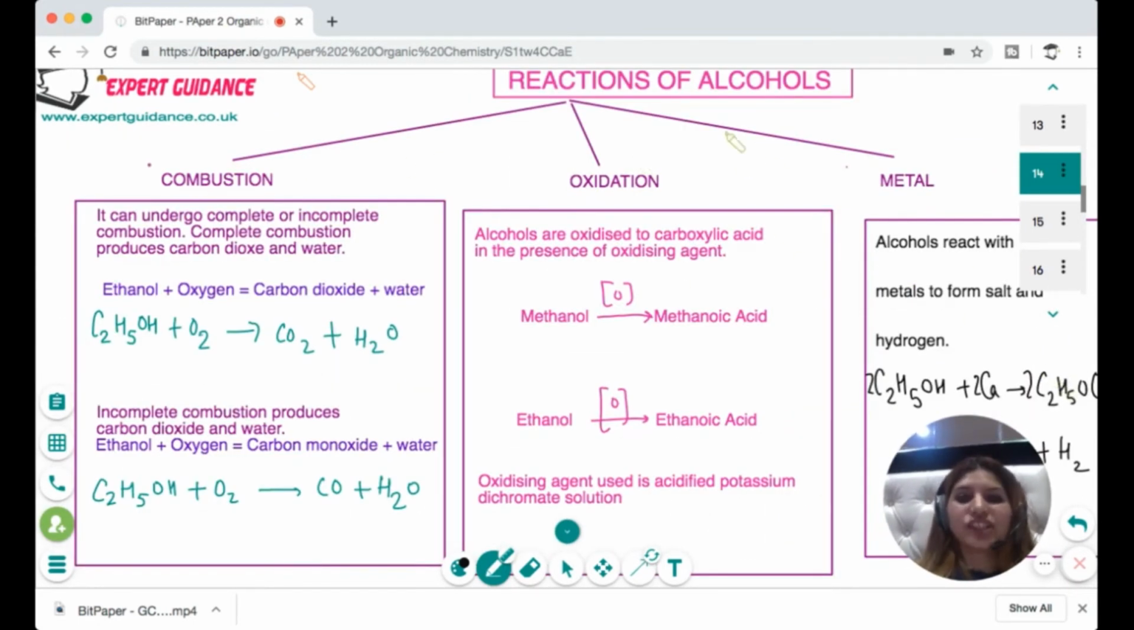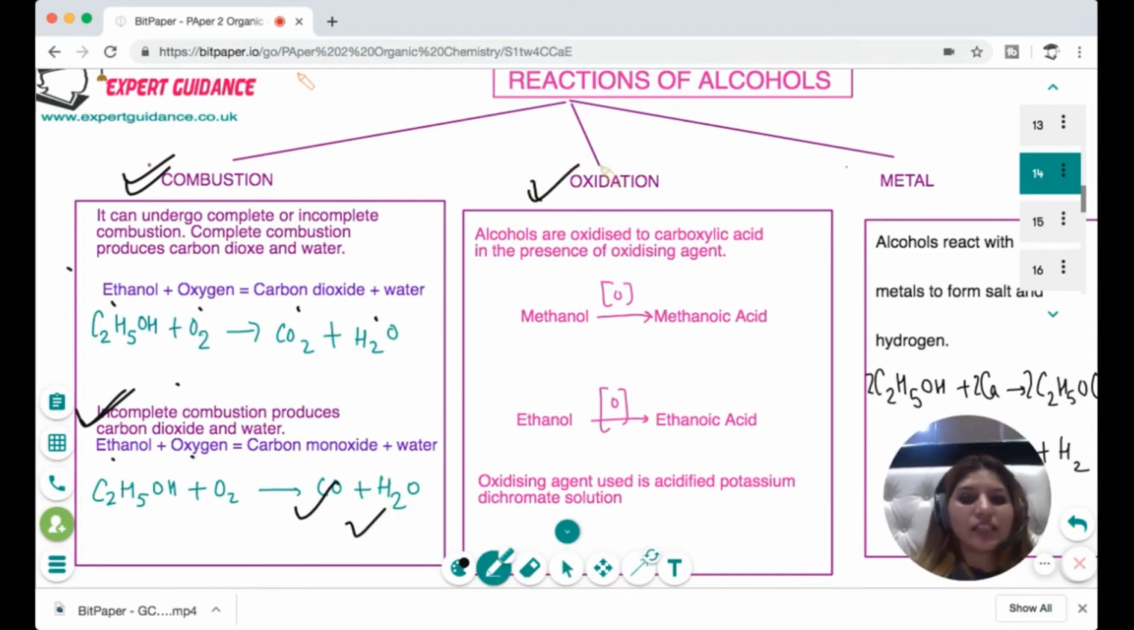Now, the reactions of alcohol. First is combustion. As we have done with alkenes, all hydrocarbons show a combustion reaction. In a complete combustion, ethanol or any alcohol with oxygen gives carbon dioxide and water. And in incomplete combustion, any alcohol with oxygen gives carbon monoxide and water.